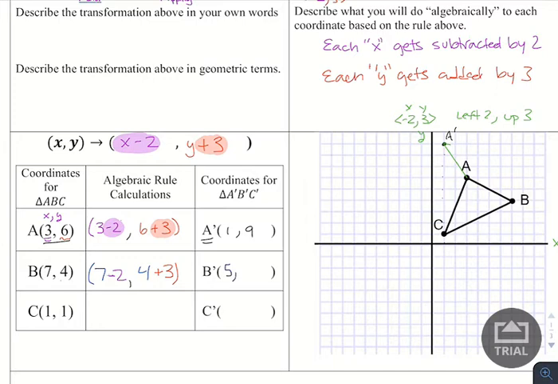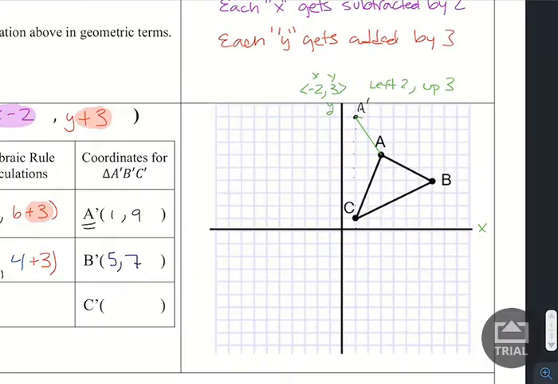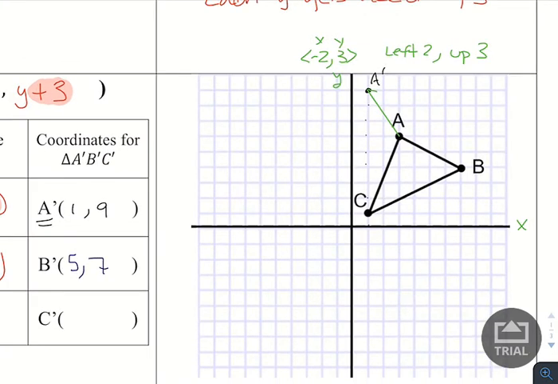So 5 comma 7, so 1, 2, 3, 4, 5 on the right, and then 1, 2, 3, 4, 5, 6, 7 for a final B prime point. Now let's go ahead and vector this. We should be able to now check it a couple different ways. One, did go back 2 and then up 3 as a vector, of course, but also if you compare the two vectors, they're actually parallel and they're congruent.